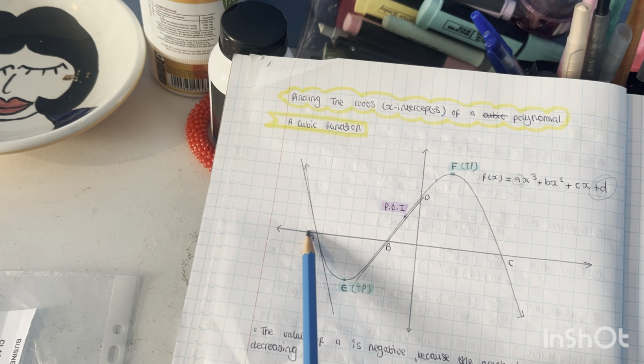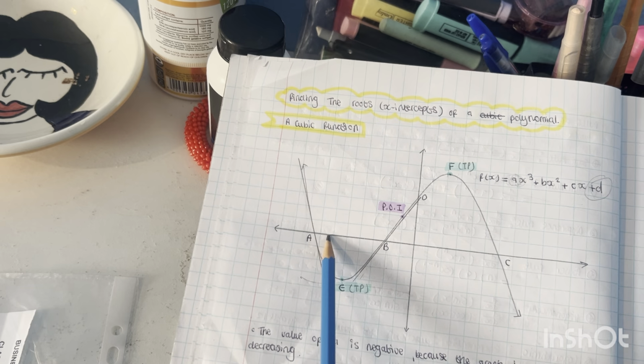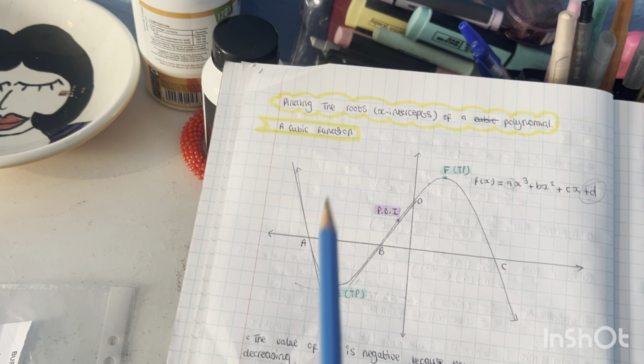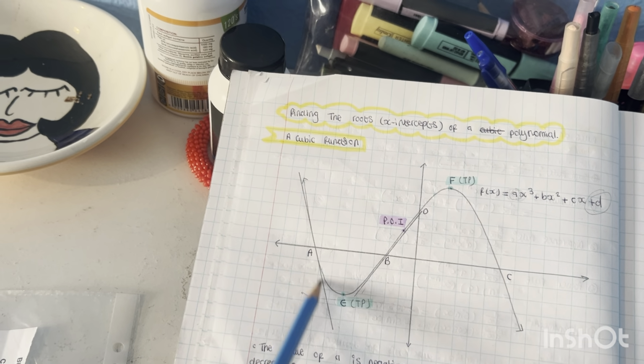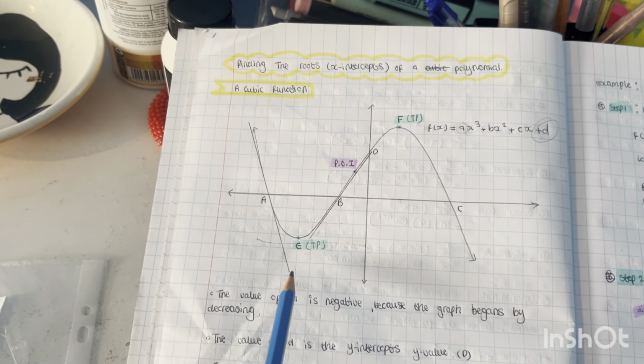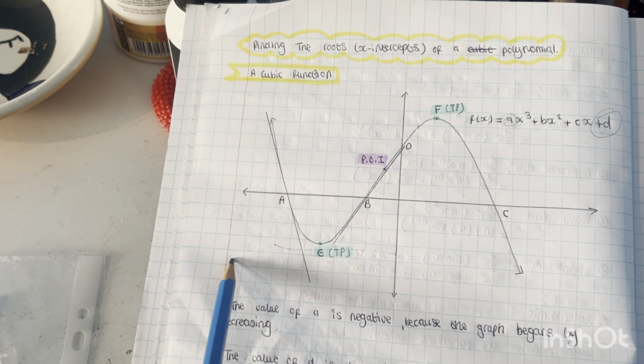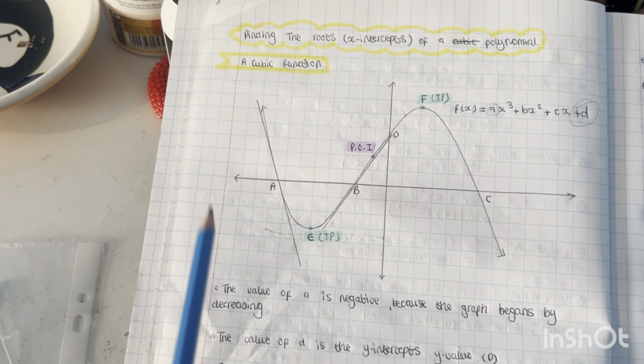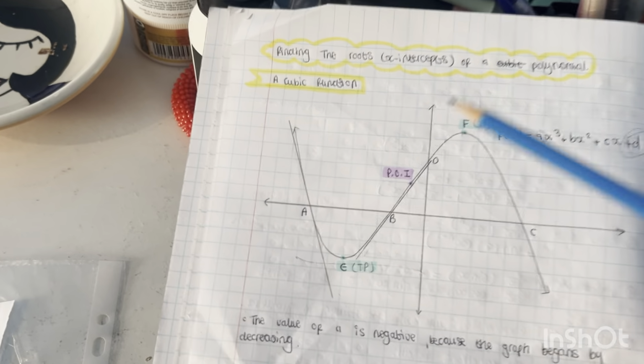X is increasing, y is decreasing. Because of that, what do we know? We know that here, our gradient is negative. We know it's positive here, which means what? When the graph is decreasing, the gradient is negative. When the gradient is negative, the graph is decreasing. When the graph is increasing, our gradient is positive. When our gradient is positive, our graph is increasing. Those two imply one another.